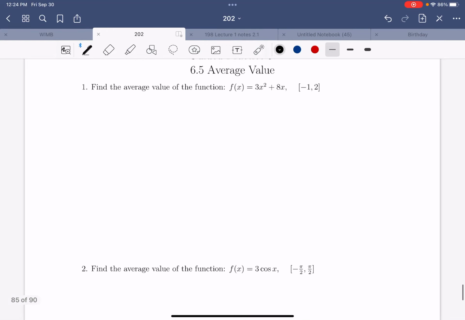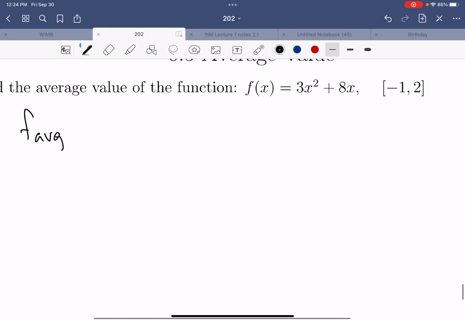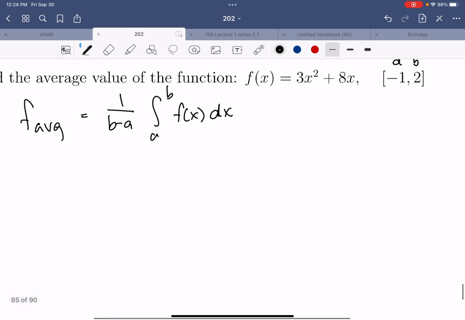This is the 6.5 average value problems. So just to recall, our f average is 1 over b minus a times the integral from a to b of f of x dx. So if we set up number 1, our a is the -1 and our b is the 2.